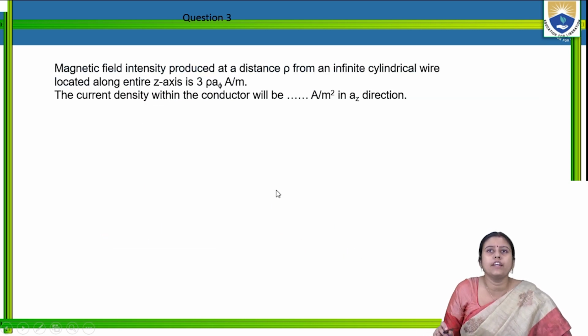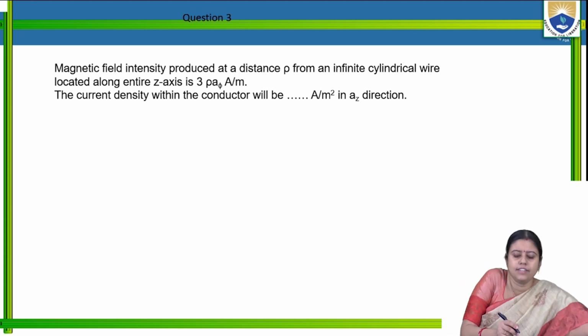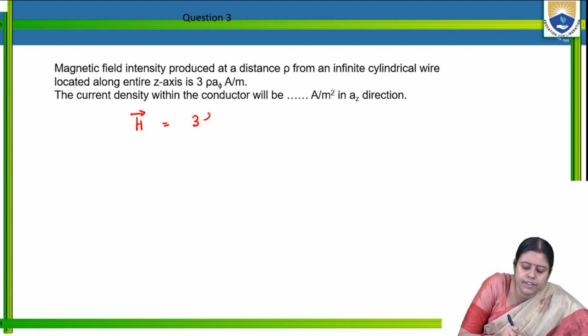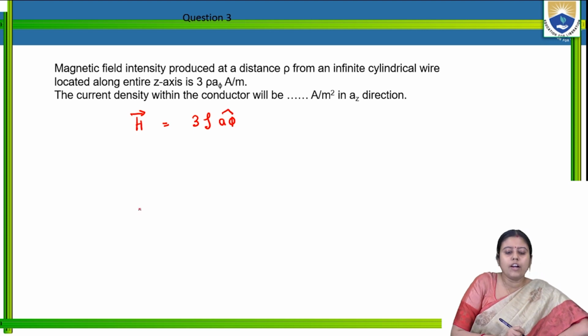Question number 2. The magnetic field intensity produced at a distance rho from an infinite line or infinite cylindrical wire located along the z-axis is equal to 3 rho A phi. So what is given? The magnetic field intensity is given in the problem. H is equal to 3 rho A phi. So what do we have to calculate?